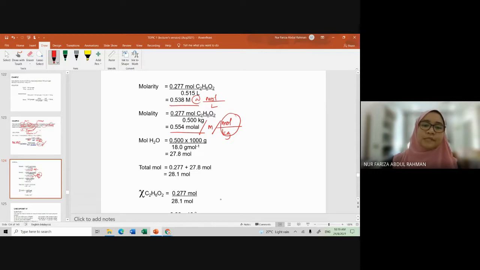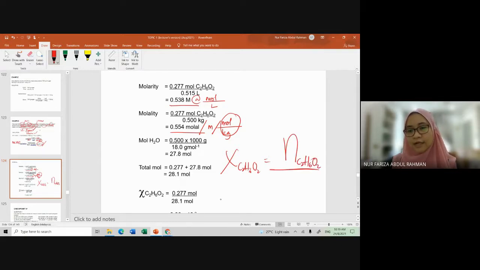For mole fraction, to calculate the mole fraction of the solute C2H6O2, the formula is mole of C2H6O2 divided by mole of solute plus mole of H2O. We have this already just now. We have used the mole of solute for molarity and molality. Now we have to find the mole of H2O.